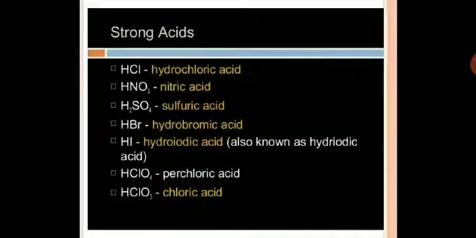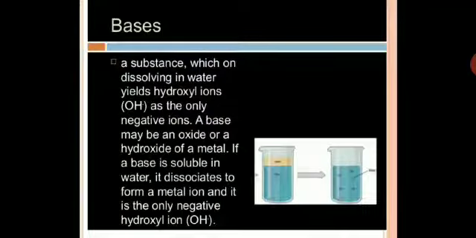For strong acids, a list is given over here, you can take it down. Hydrochloric acid, nitric acid, sulfuric acid, hydrobromic acid, hydroiodic acid, then perchloric acid and chloric acid. So these are some very strong acids. Then you have bases, which we are going to do now. Let us see the physical properties and all that; we will discuss bases as well.